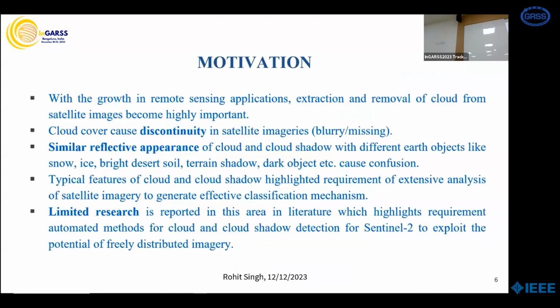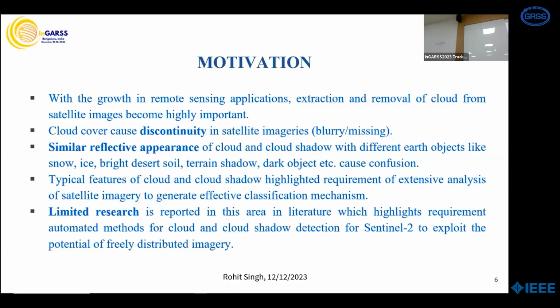In remote sensing applications, extraction and removal of clouds become highly important. Clouds usually cause discontinuity, and the satellite imagery becomes blurry and has missing information. Blurry with thin cloud and missing with thick cloud. The similar reflective appearance of cloud and cloud shadow with different Earth objects makes it more difficult to effectively classify cloud and non-cloud imagery. So it is highly required to generate an effective classification mechanism, and limited research is reported in this area.